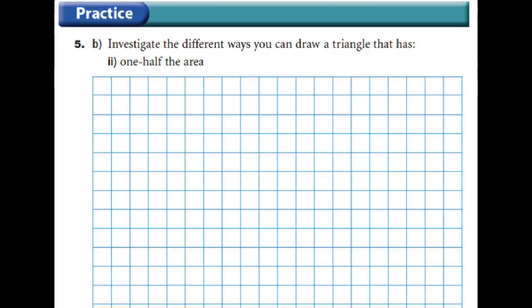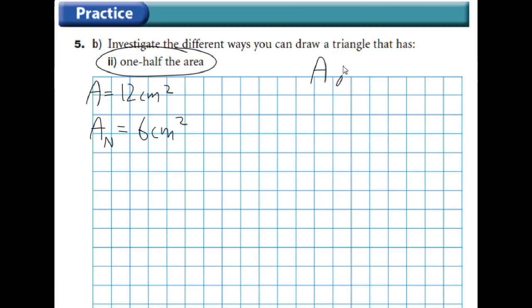Investigate the different ways you can draw a triangle that has 1/2 the area. So our original area was 12 centimeters squared. So 1/2 of that, area N, I'm going to call area new, is going to be 6 centimeters squared. Well, based upon our previous question that said that if we want the area to be doubled, we can simply double the base or the height.